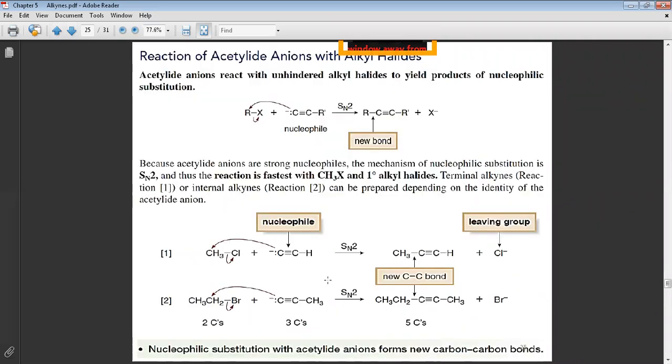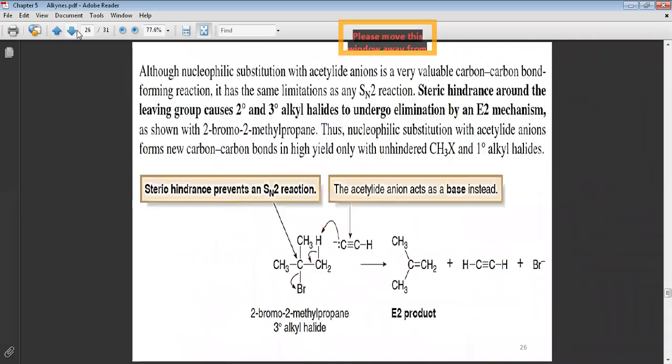I hope you understand this. Look, he says although the nucleophilic substitution with acetylide anion is very valuable for carbon-carbon bond formation, it has the same limitation as the SN2 reaction. Why? Where is the limitation? It is specific, okay, not general for all reactions. For what? For the SN2 reaction.